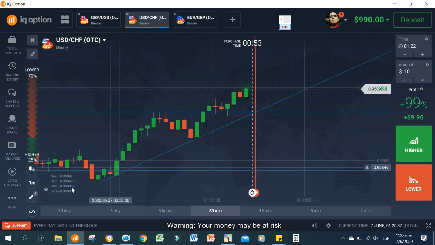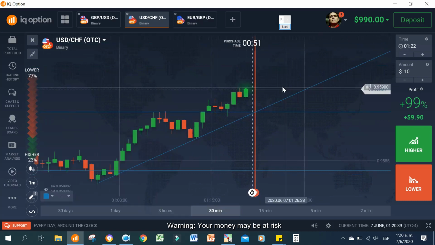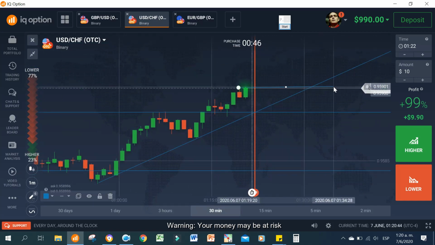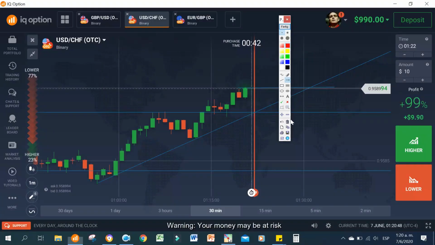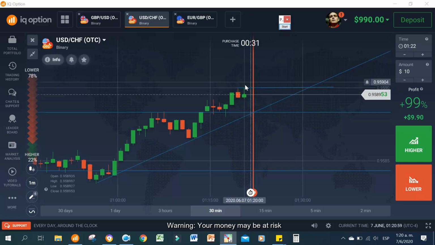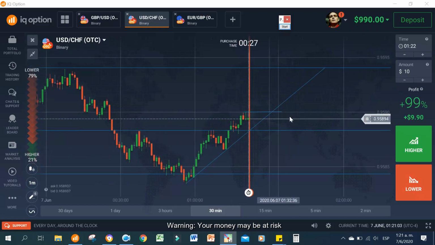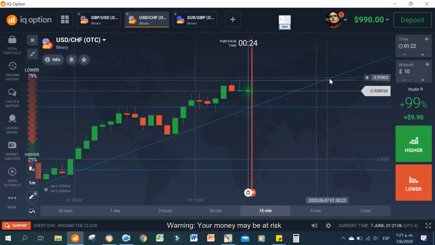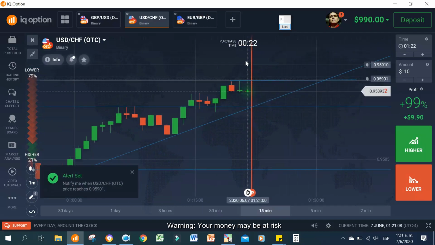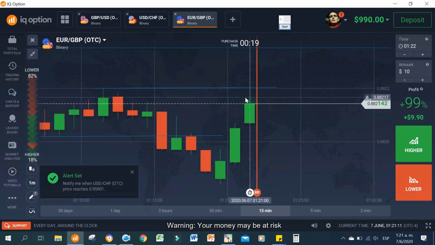Okay, now we need to put another level. This is a high that the price made before that candlestick. If the current candlestick, I mean this one, closes above this level, we can make an up entry, a call option, but it didn't. As you can see, it didn't. Anyway, I will place an alert here just in case the price breaks that level.